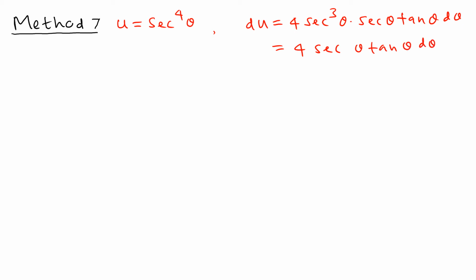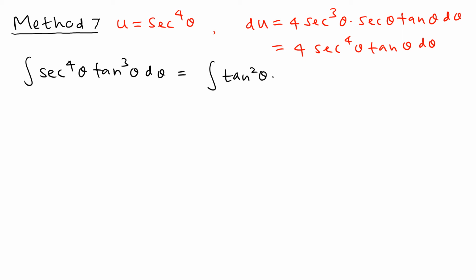So this is 4. Now again we can rewrite, isolating those two terms. So that means we can start with the integral of secant^4 theta tan^3 theta d theta. We're going to take all the secant terms out, so the secant terms are gone and we have only the tan squared term. So tan squared theta, and then secant^4 theta tan theta d theta, times 1/4.